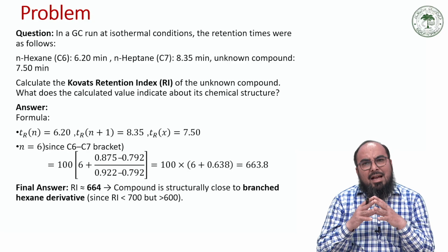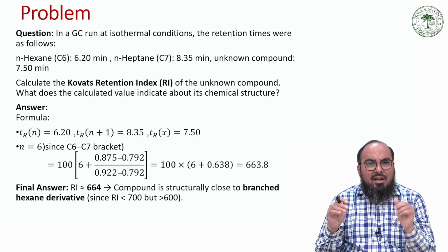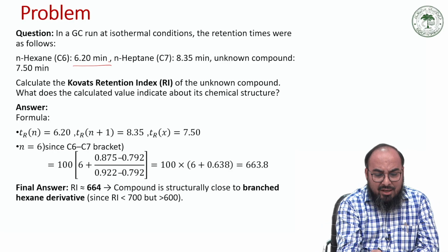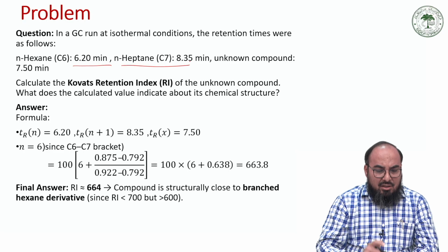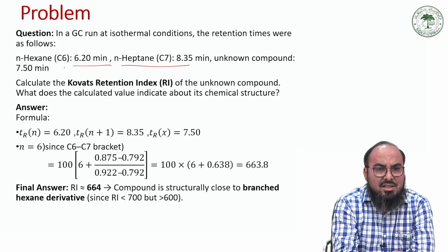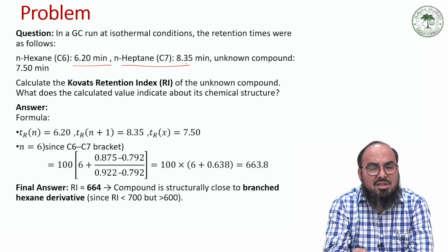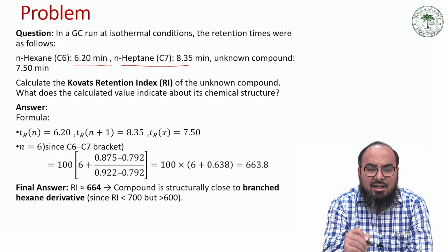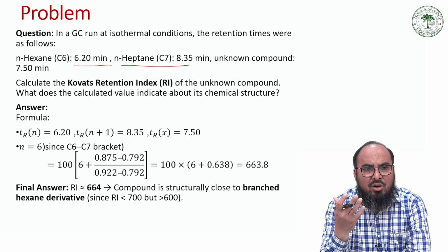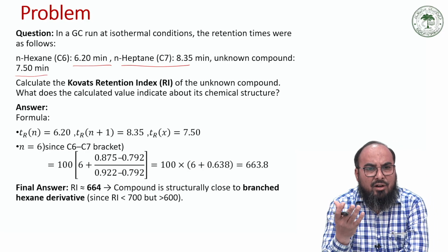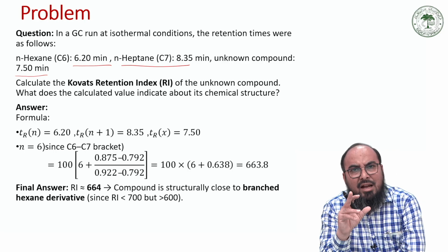You have a GC at an isothermal condition, that is, the temperature is maintained, and the retention time for N-hexane comes out to be 6.2 minutes. You have another compound, N-heptane. Now this hexane, which consists of 6 carbons, has a retention time of 6.2 minutes. For N-heptane, which has 7 carbon atoms, the retention time is 8.35 minutes. Now there is an unknown compound whose retention time has been calculated and given to you, that is 7.5 minutes. On the basis of the Kovats retention index, that is RI, you have to identify the unknown compound.